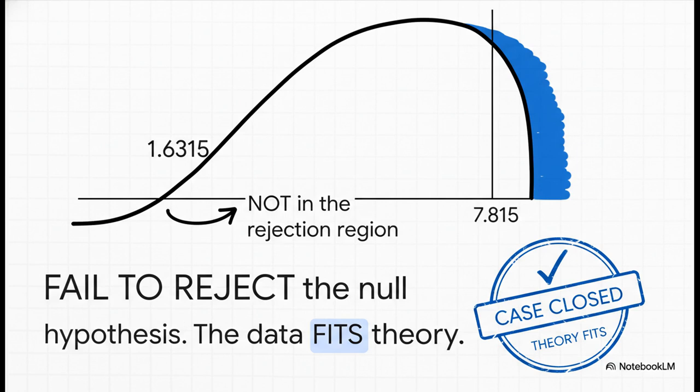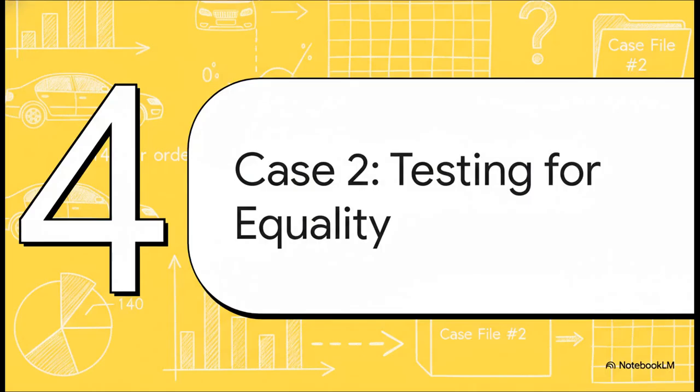This means we don't have enough evidence to call shenanigans on the company's theory. We fail to reject the null hypothesis, which is just the statistician's way of saying the data seems to fit the theory just fine. But hang on, let's take that same sample of 140 car orders, but this time, let's ask a totally different question. This brings us to our second case.